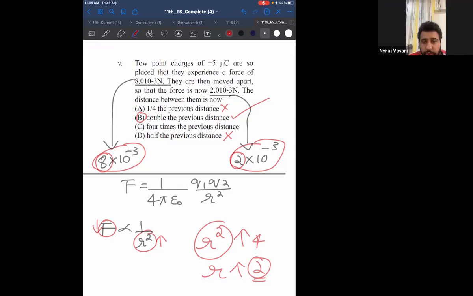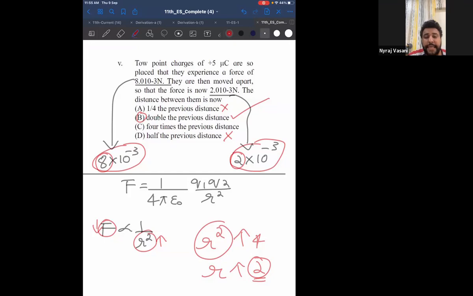Now, the first thing you should know is the relation between force and distance. That means if the force increases, distance decreases, and vice versa, because Coulomb only said that the force is inversely proportional to the square of the distance. In the question, the force was 8, and from 8 it became 2. That means force decreased, so the distance has to increase. That means option A and option D are automatically out, because in both options the distance is decreasing.